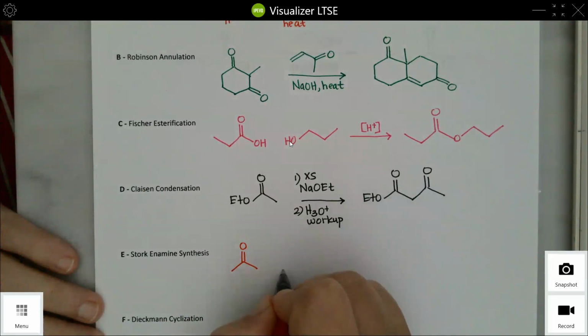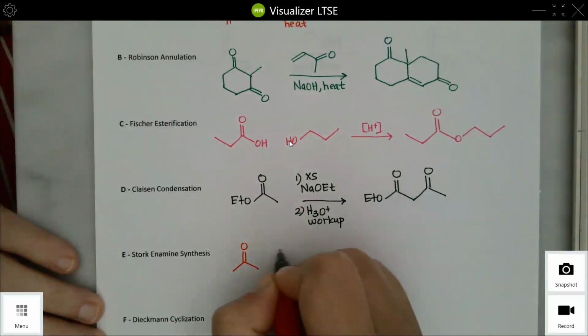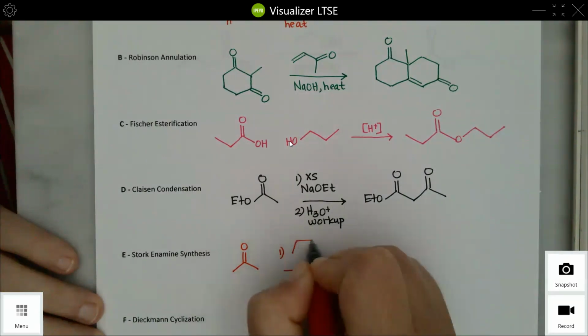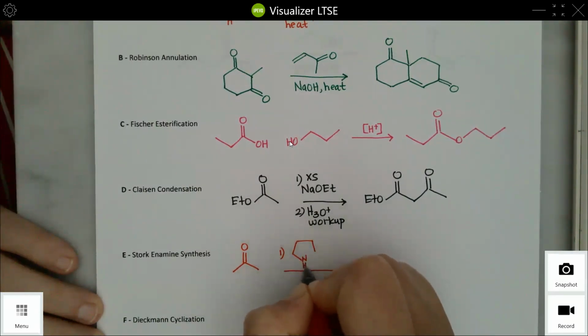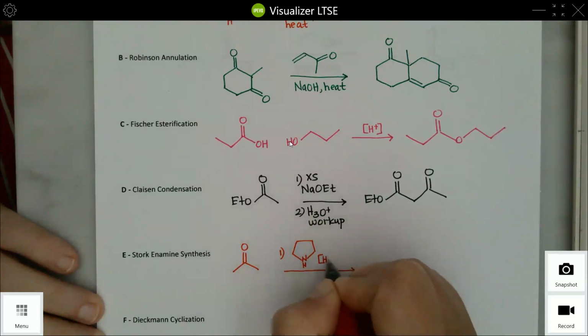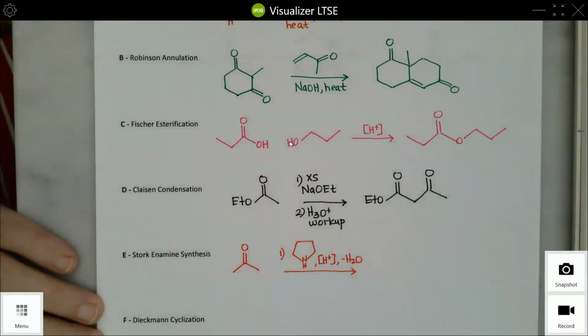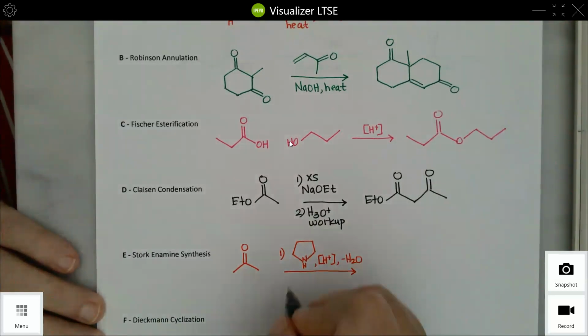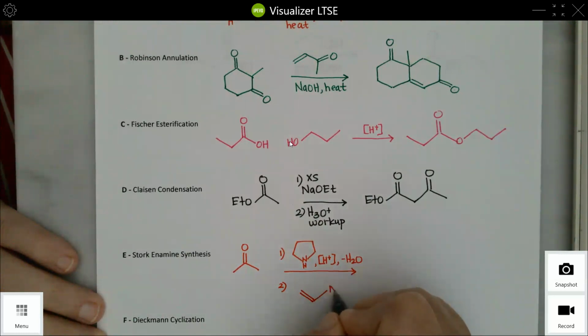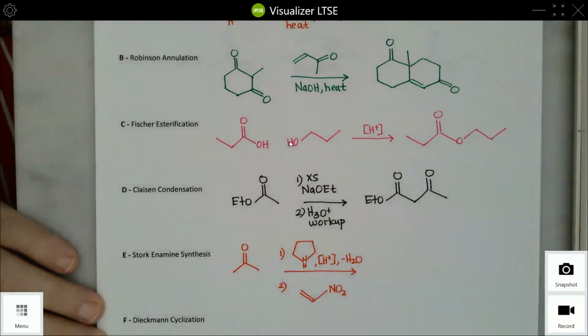And we are going to first form an enamine. So we're going to treat that ketone with a secondary amine, with a strong acid catalyst. Lose water, so we'll form the enamine in that step. And then we want to add in some sort of alkene with an electron withdrawing group. It could be anything. It could be a carbonyl from an aldehyde, ketone, or ester. It could be a nitro group. That's another electron withdrawing group. So that's the example I'm going to use here.